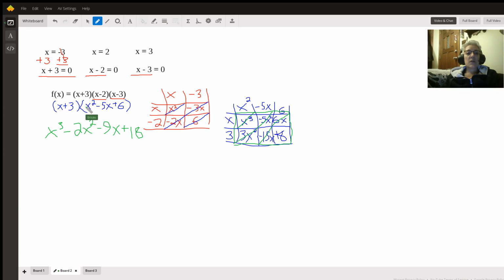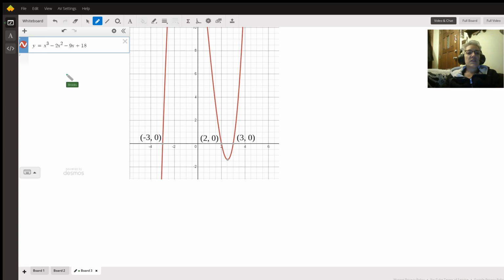Okay, so what does that look like graphed? Well, let's check it and see. You can see that right here, I graphed y equals that. By the way, the positive 18 is where it crosses the y-axis. That's your y-intercept. But these are the 3 zeros of the function. They cross the x-axis at negative 3, 2, and 3, just like it was originally specified at the beginning of the problem. So that's your answer. Great problem.